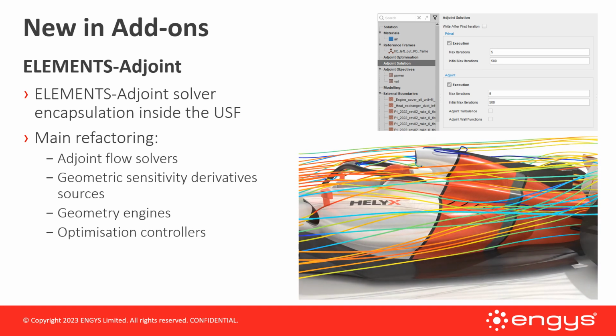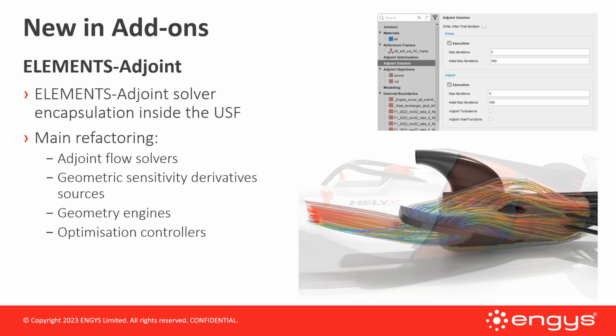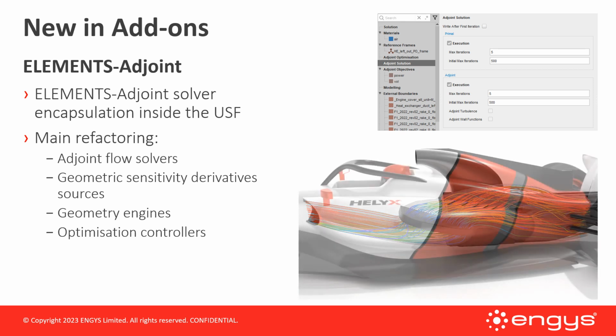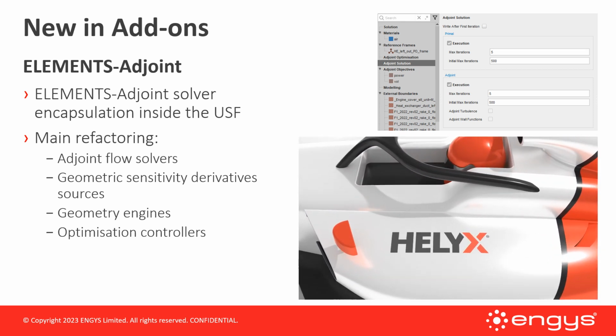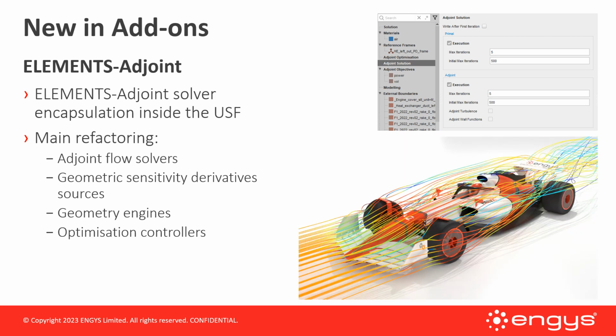The adjoint solver objects consist of adjoint flow solvers, geometric sources, geometric engines, and optimization controllers. For terminology clarity purposes, geometric sources represent the sensitivity derivatives that are computed based on geometric quantities, like volume, curvature, etc., and do not require the solution of a primal or adjoint flow solver.